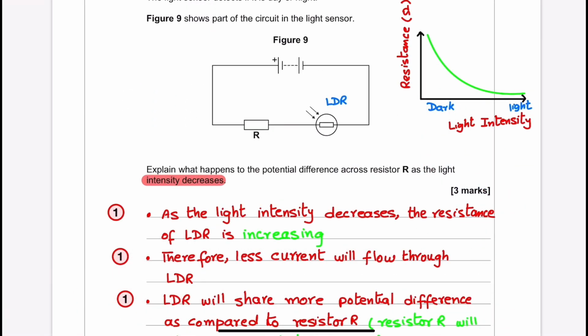As the light intensity decreases, the resistance of LDR is increasing. We can see from the graph. Therefore, less current will flow through LDR because the resistance is very high at night time or in darkness. So LDR will share more potential difference as compared to resistor R. It means that the battery needs to work more across the LDR as compared to the resistor R because LDR has more resistance than the resistor R. Therefore, it shares more potential difference as compared to the resistor R.